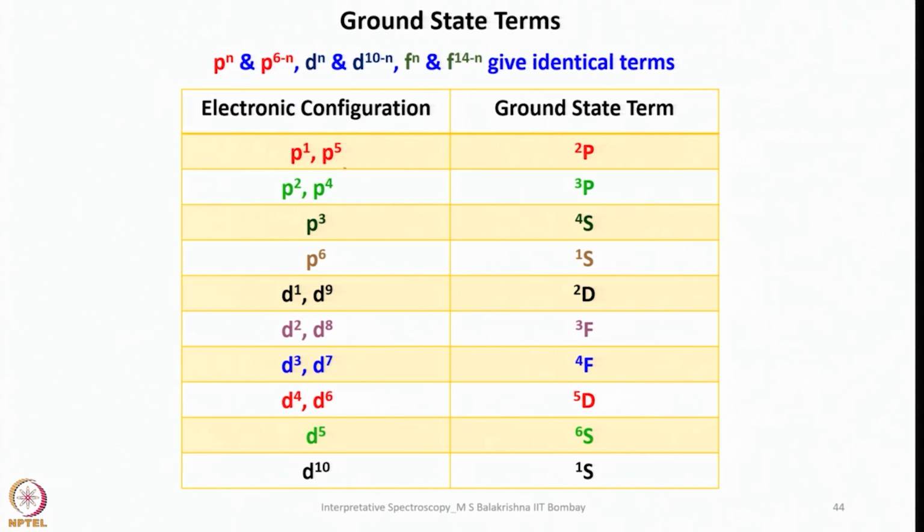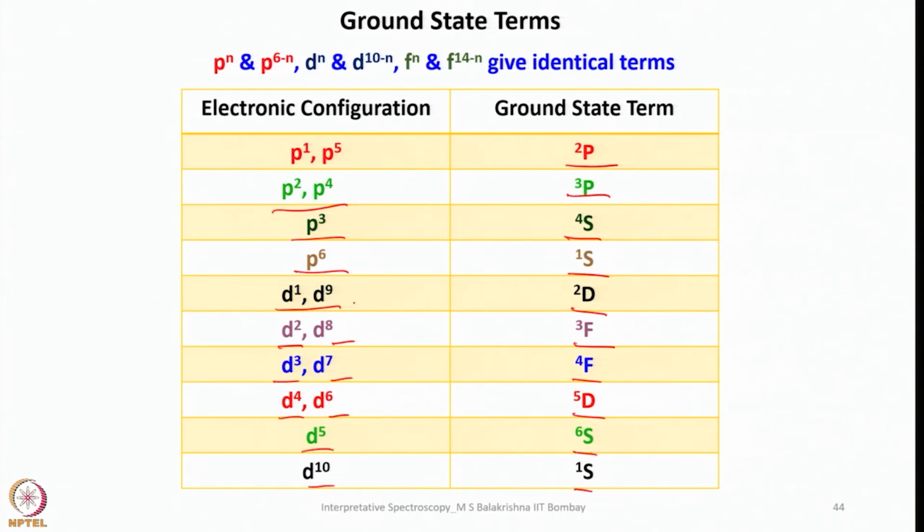Then p1 and p5 have the same ground state term, 2P, and p2 and p4 have the same ground term, 3P, and p3 has the unique 4S, and p6 has 1S. d1 and d9 have 2D, d2 and d8 have 3F, d3 and d7 have 4F, d4 and d6 have 5D, d5 has 6S, and d10 has 1S.